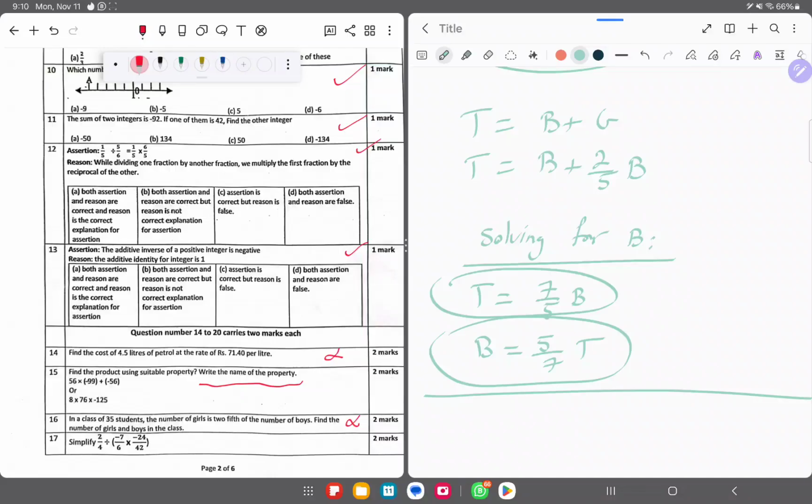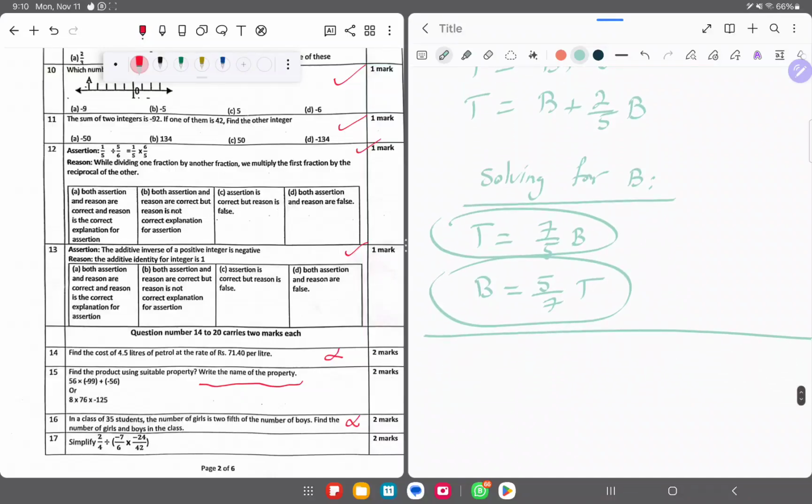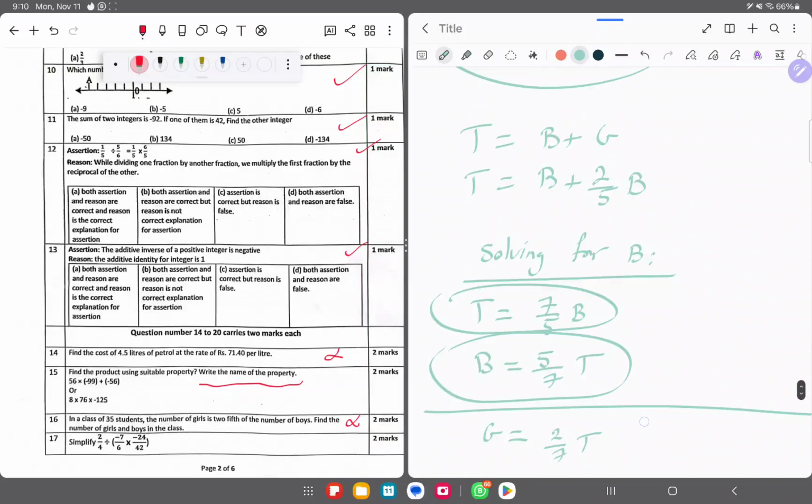Substituting back into the equation for G. G is equal to 2/5 times 5/7T, which is 2/7T. G is equal to 2/7T. How did they get that?